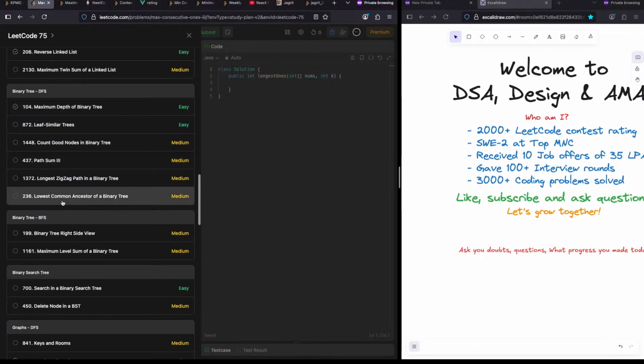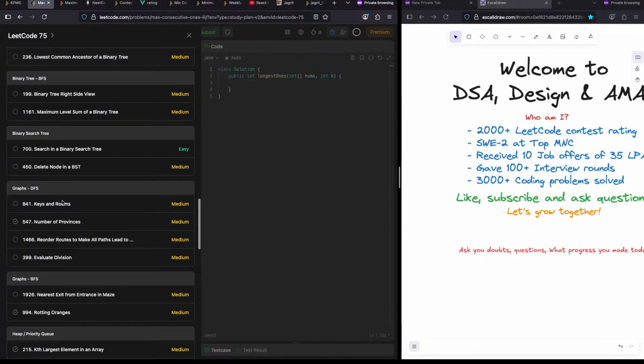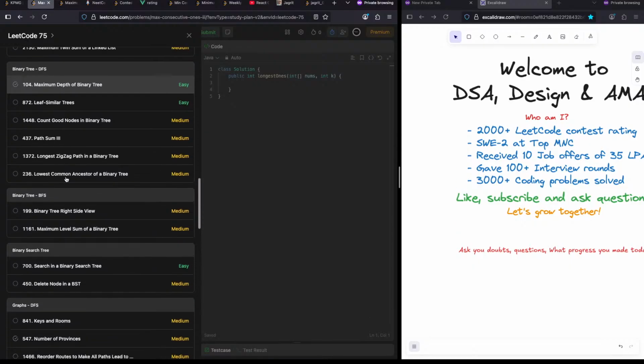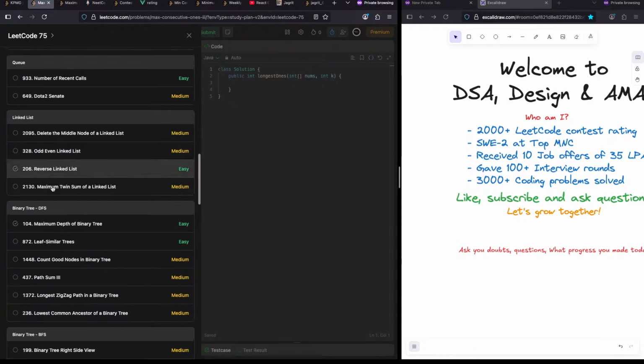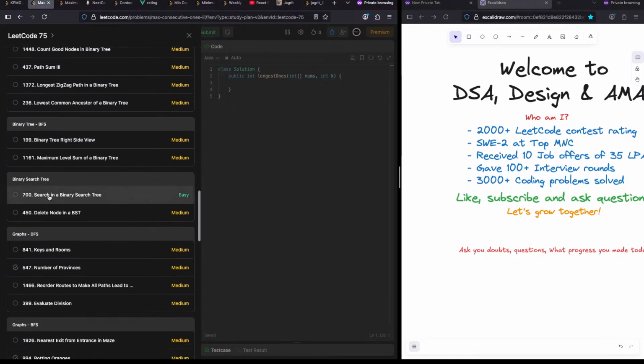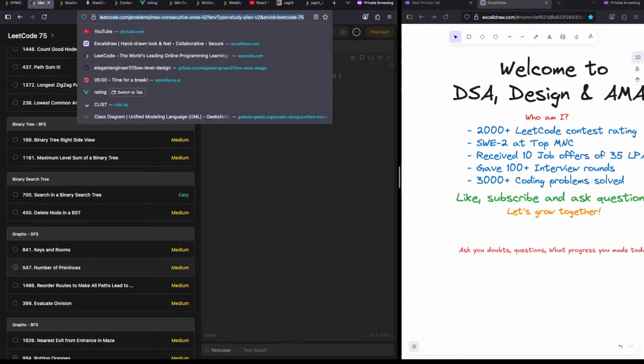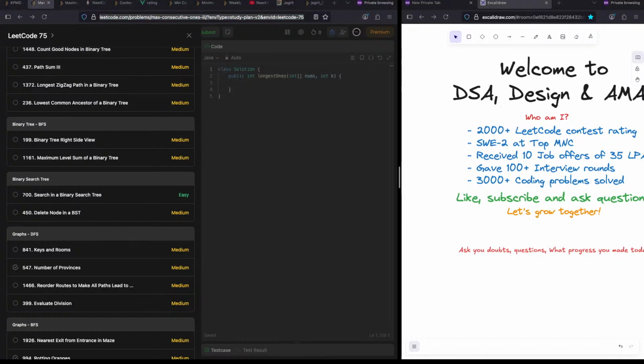So you have touched the DFS part. Today I just solved one problem, a very easy problem, but still you would have touched those parts. That's what I would recommend: solve this LeetCode 75. It should not take you more than 7 to 10 days at max.